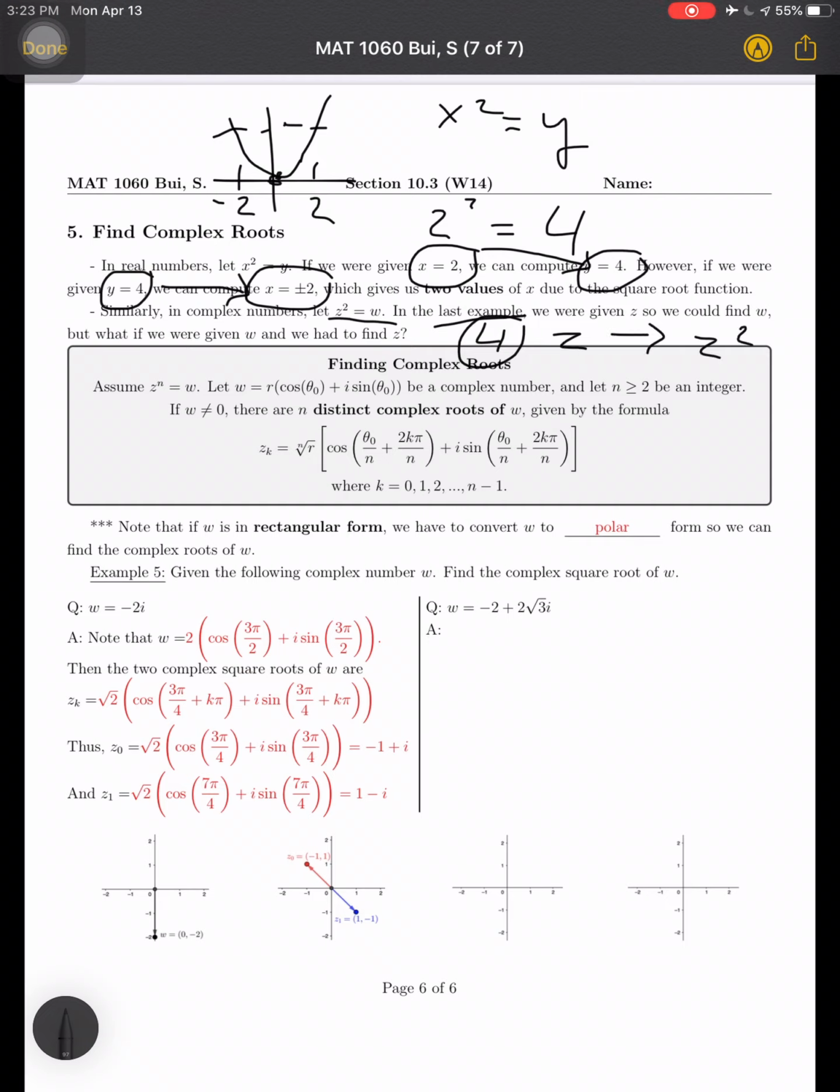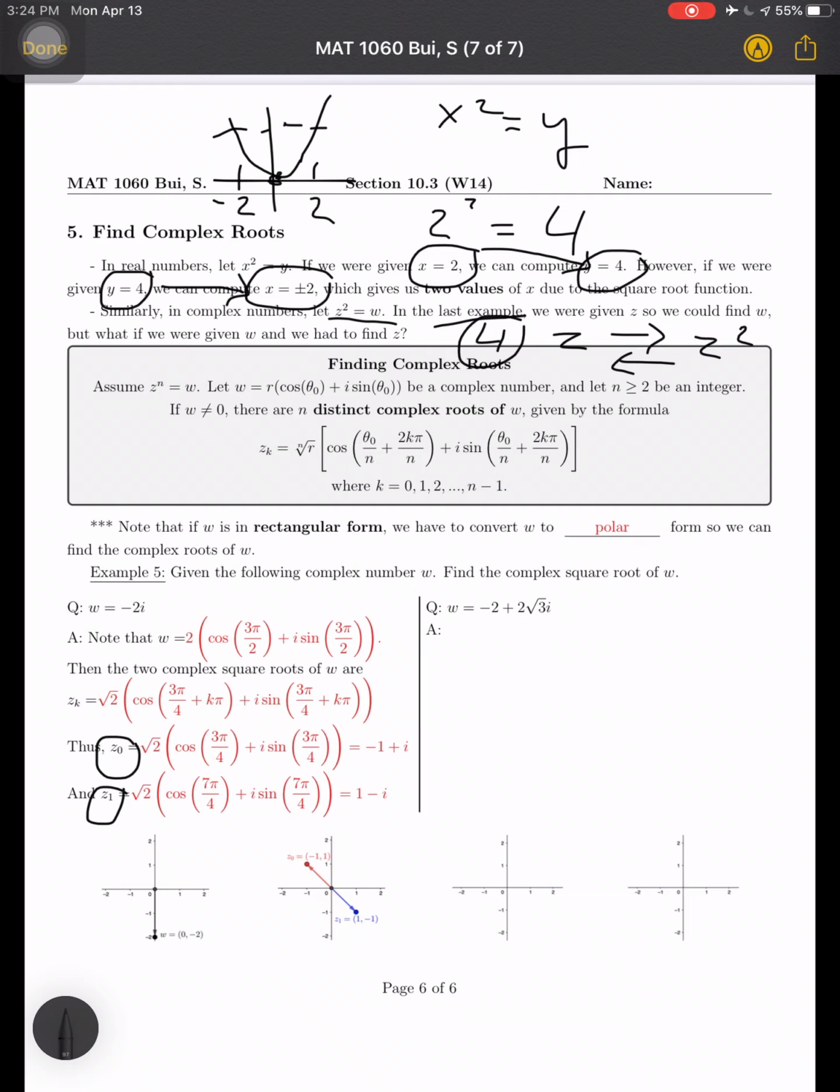In the last objective of today, objective 5, we will be given z squared, and we have to find z. We have to do it the other way around. And as you can guess, because we know the y value and have to find the x value, there would be two answers. Just a sneak peek, we're going to call them z0 and z1.